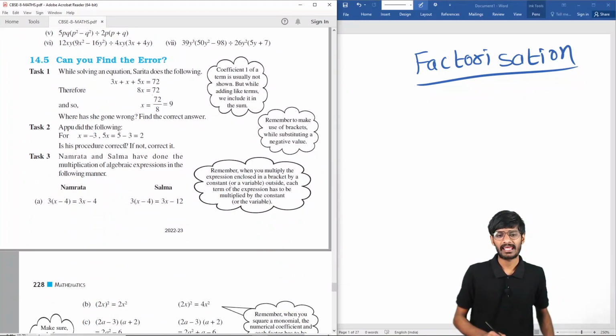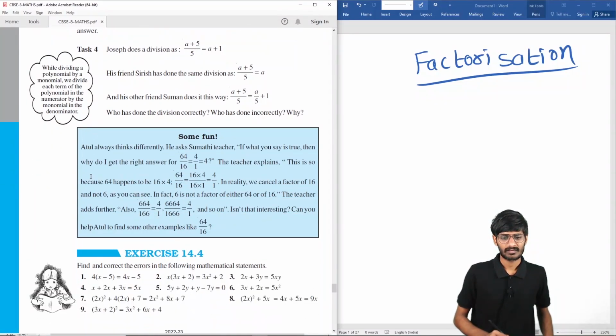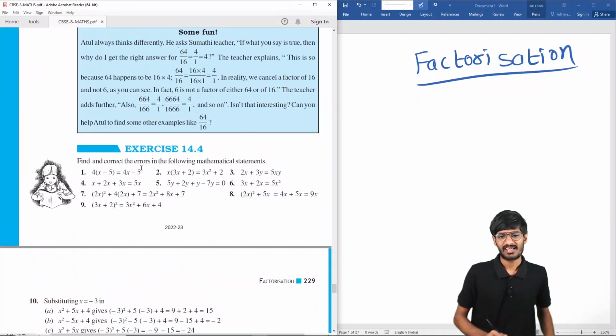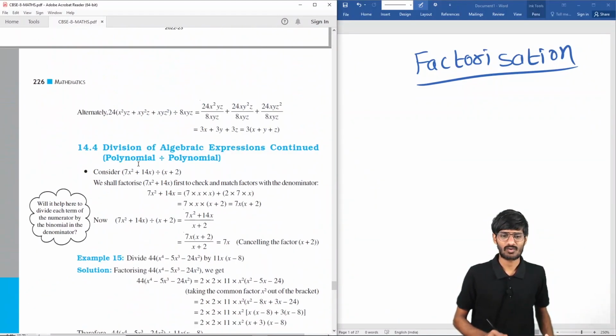And can you find the error? Here there is a task of finding the errors in it. That is the end of the chapter. So this is the overview of the present chapter which we are going to learn now.